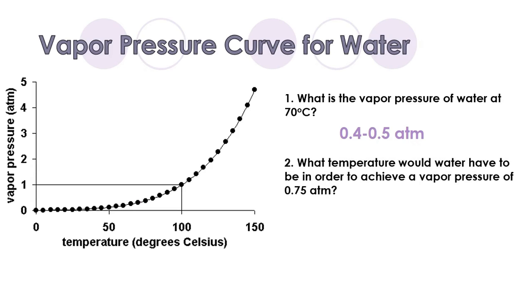Another question is, what temperature would water have to be in order to achieve a vapor pressure of 0.75 atm? So you're going to take a look at our vapor pressure. Approximately 0.75 is here, and you're going to take that down to the x-axis, and that's going to be somewhere between here, which you could say could be 80 to 85 degrees Celsius.